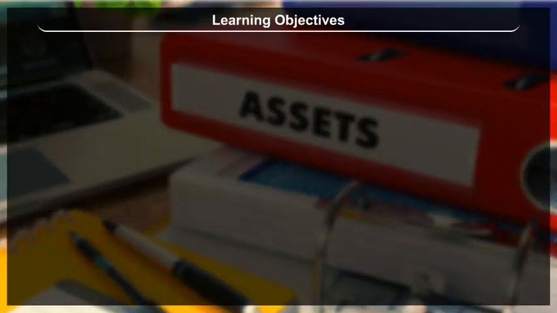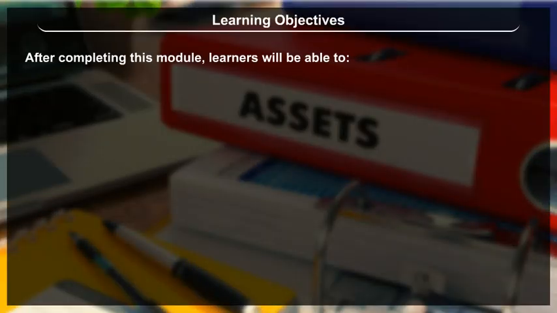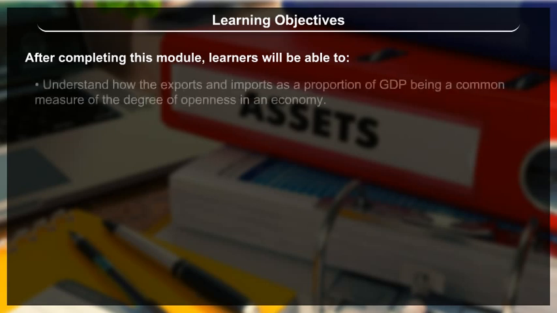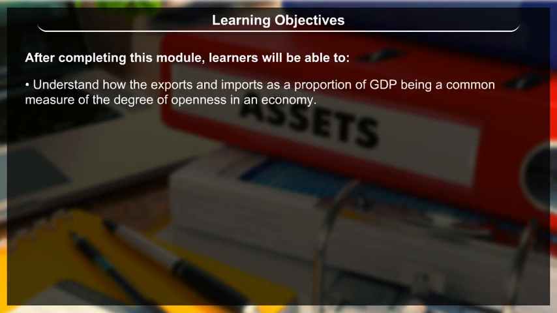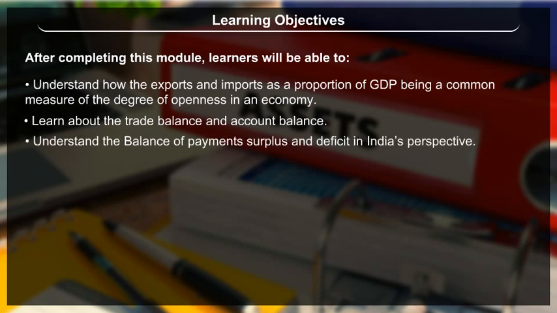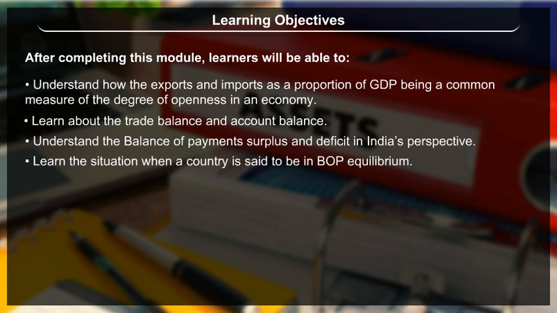Learning objectives. After completing this module, learners will be able to understand exports and imports as a proportion of GDP, being a common measure of the degree of openness in an economy. Learn about the trade balance and account balance. Understand the balance of payments, surplus, and deficit from India's perspective. Learn the situation when a country is said to be in BOP equilibrium.